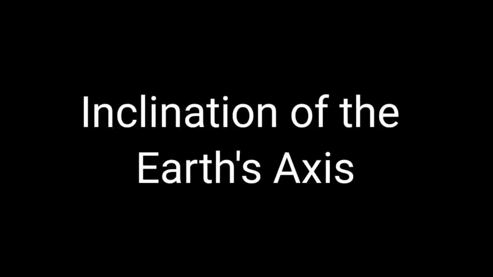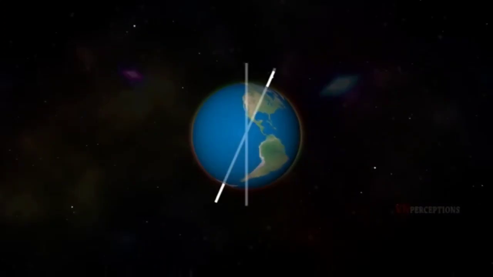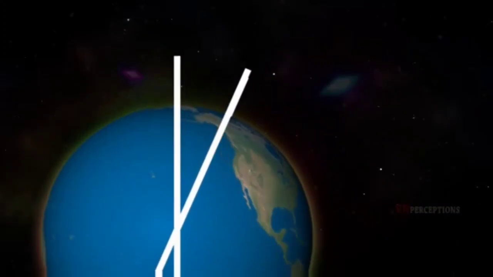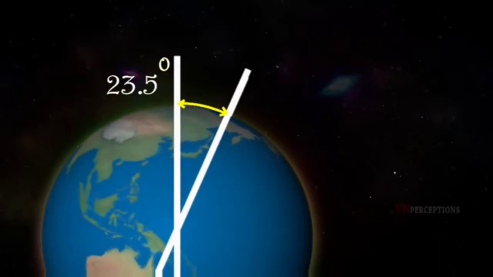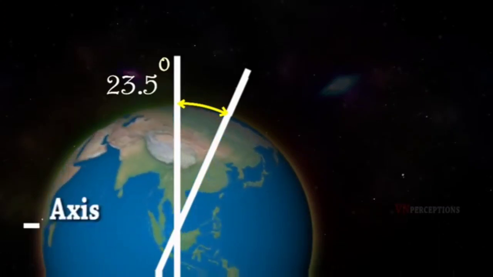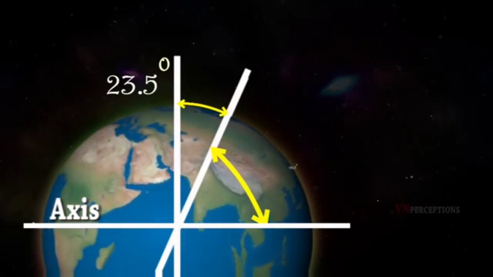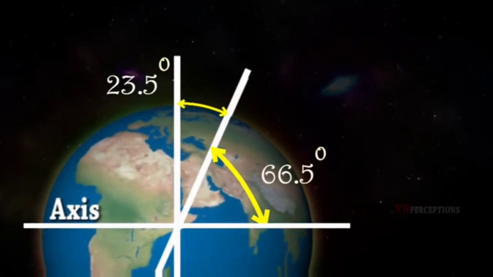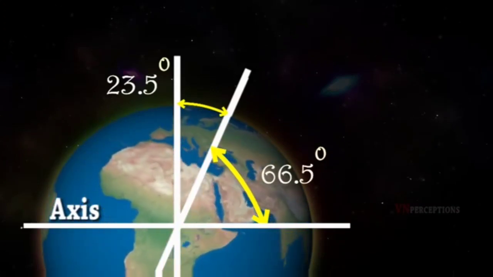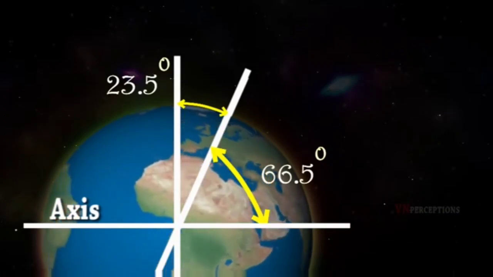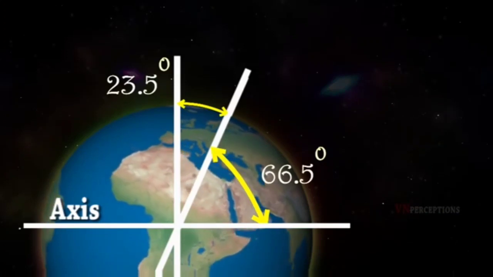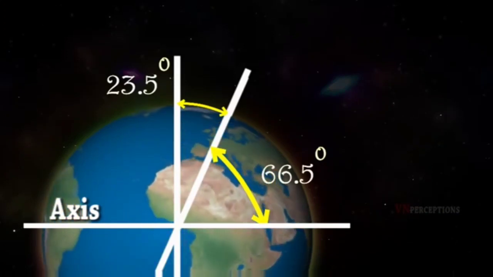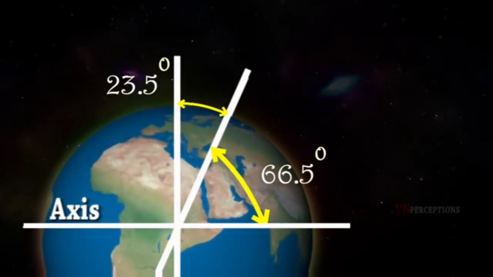Now we are going to move on to the topic inclination of the earth's axis. As we know, the earth's axis is tilted. To the vertical, it's tilted at an angle of 23.5 degrees. Now if a horizontal axis is drawn to the plane of its orbit, then it is 66.5 degrees. The inclination of the earth's axis plays a vital role in the variation of the length of day and night, as well as in the change of seasons also.